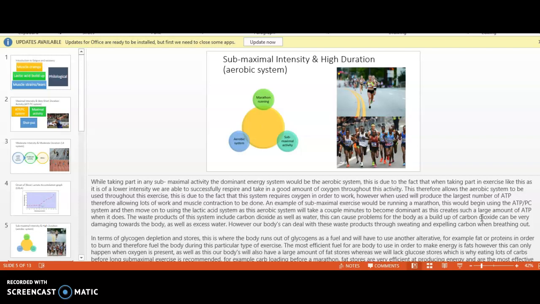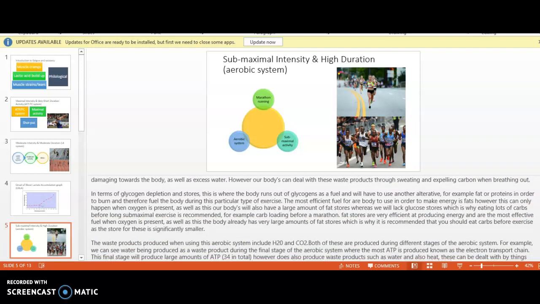This can cause problems for the body, as a build-up of carbon dioxide can be very damaging to the body, as well as excess water. However, the body can deal with these waste products through sweating and expelling carbon dioxide when breathing out. In terms of glycogen depletion and stores, this is where the body runs out of glycogen as a fuel and will have to use another alternative, for example fat or proteins, in order to burn and therefore fuel the body during this particular type of exercise.